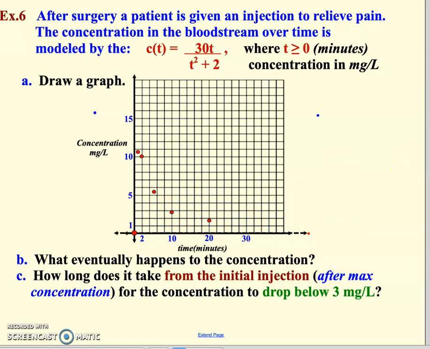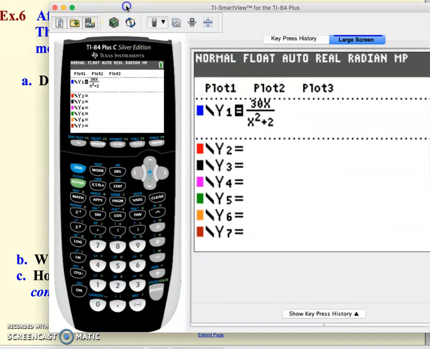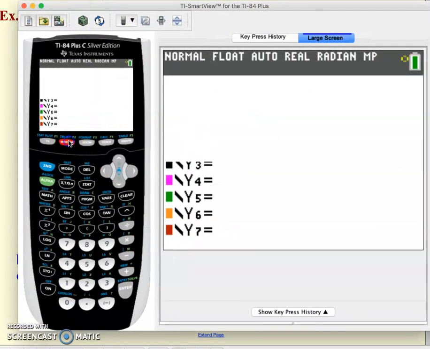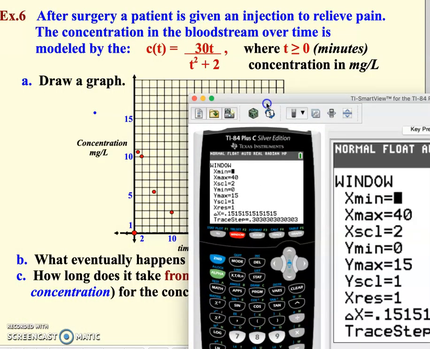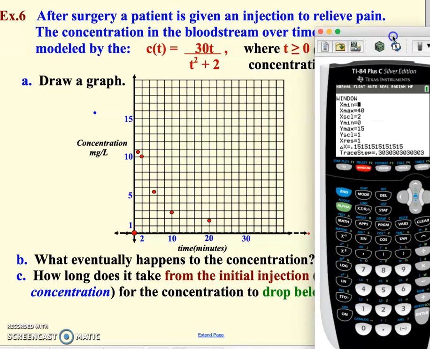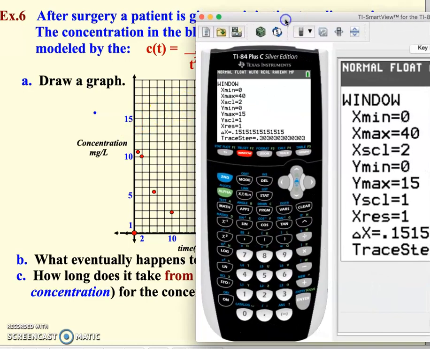Let's go over to the calculator for a minute and put it in, just talk about some design here. So I've already got it in my calculator. I'm thinking about the window. The idea here is if I got a paper window given to me, then I would just model my paper window. So we're time in minutes, I've got it out to about a half hour, and then concentration in the bloodstream, I've got it up to 15 milligrams per liter. So what I want to do is make my window match, which is what I did here. Now I went out a little bit further, out to 40, but 0 to 40 scaling by 2, 0 to 15 scaling by 1.